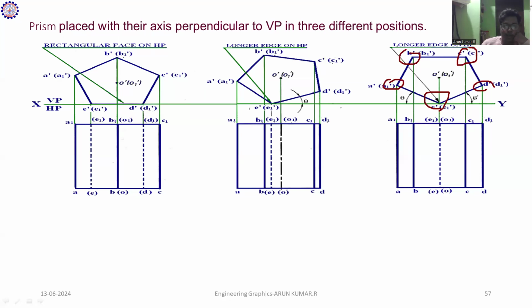Here, a theta value is mentioned, and this is called equally inclined. The alternative name for one of the longer edges on HP is equally inclined, so both are the same. Both conditions are the same. If either name is mentioned for the orientation of the solid, you have to proceed the same way, drawing it on the right side.